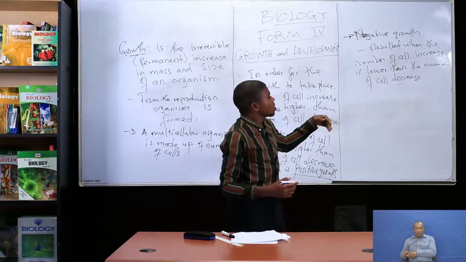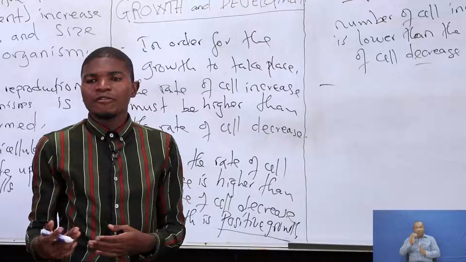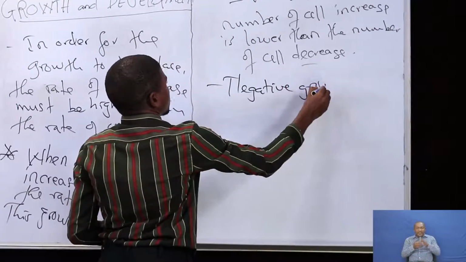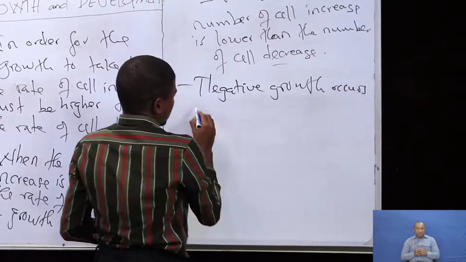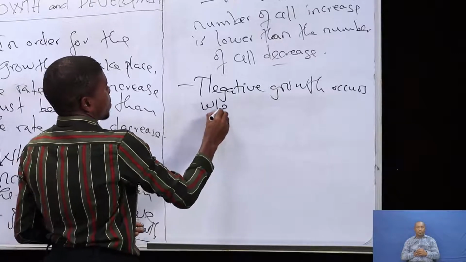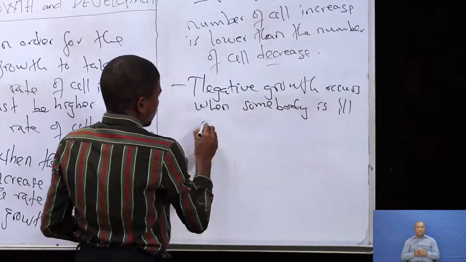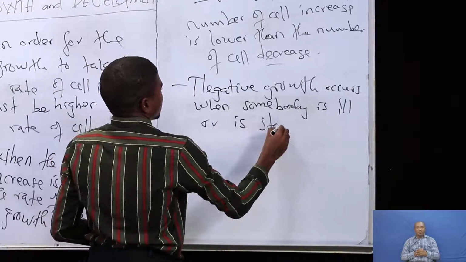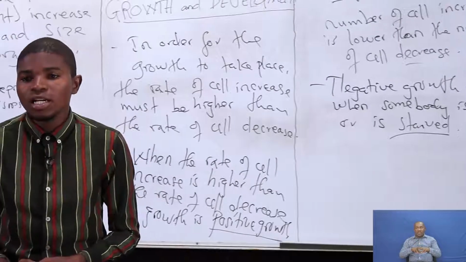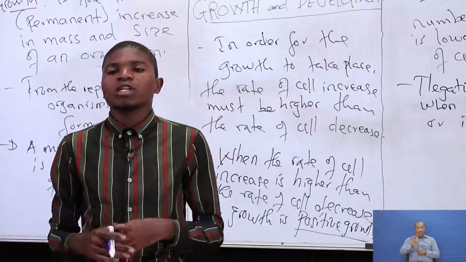This occurs when somebody gets ill or when somebody is starved for a very long time. Negative growth occurs when somebody is ill or is starved. So when we stay starved for a very long time, the number of cells being produced tends to be very much lower than the number of cells which are killed or destroyed.